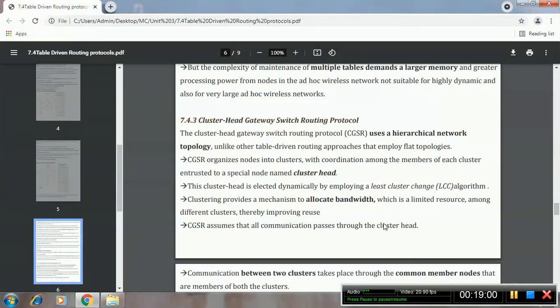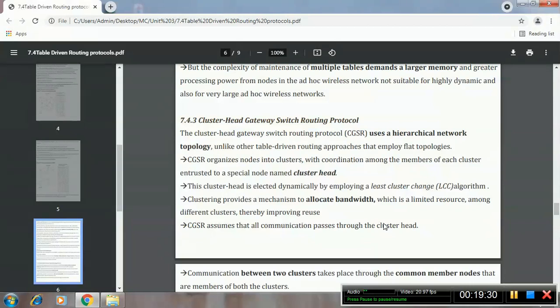So among this n number of nodes in a cluster, one node is going to be the cluster head to coordinate among the n number of nodes. This cluster head is elected dynamically by employing the least cluster change (LCC) algorithm.